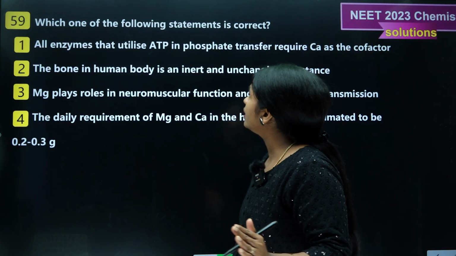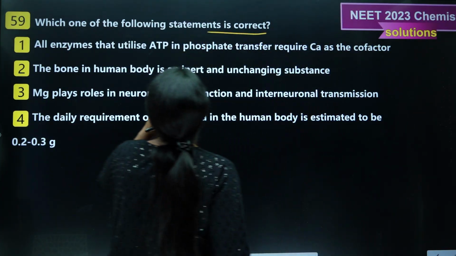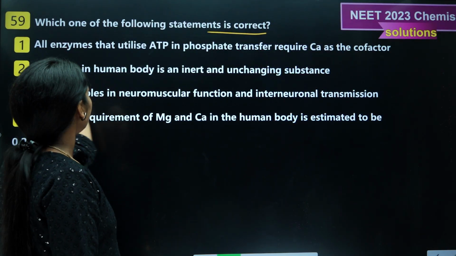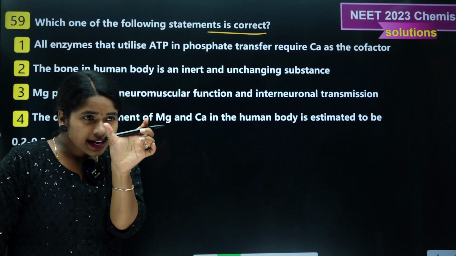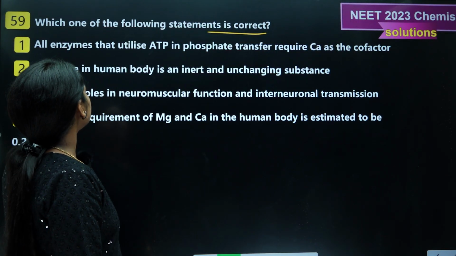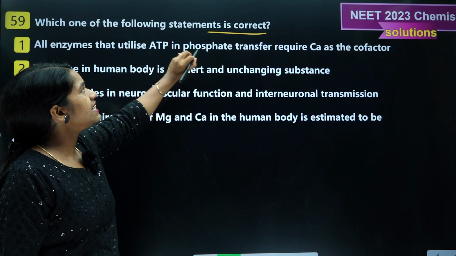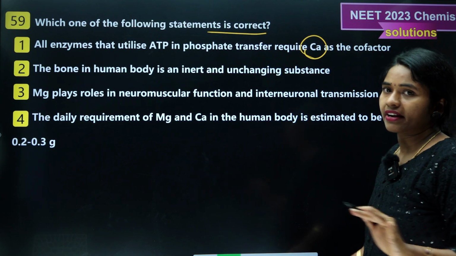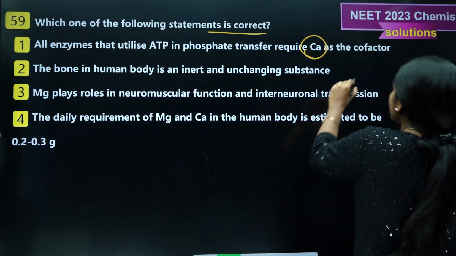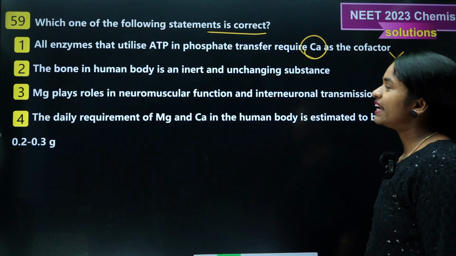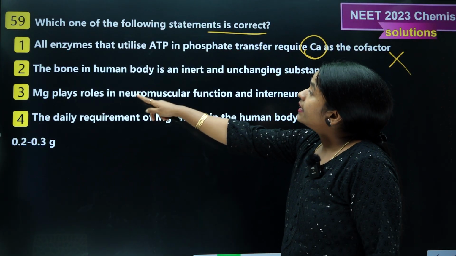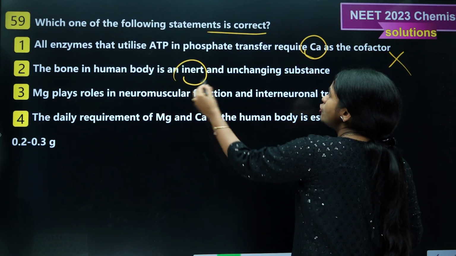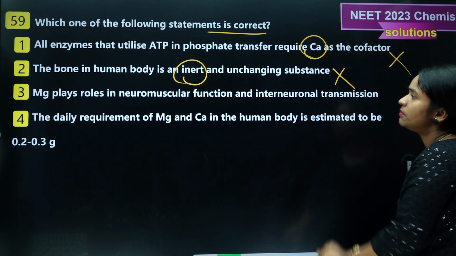Which one of the following statements is correct? This is a direct question, almost our lines, exact lines given from the NCERT. All enzymes that utilize ATP in phosphate transfer require calcium as a cofactor. No, that is a wrong answer, they need magnesium as a cofactor. And the bone in the human body is inert. No, it is not inert. This is a wrong statement.